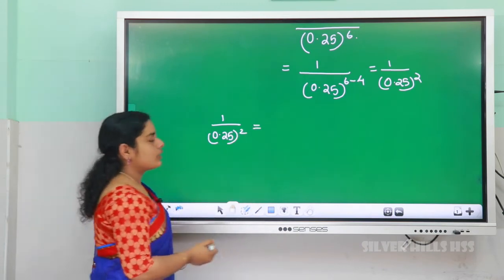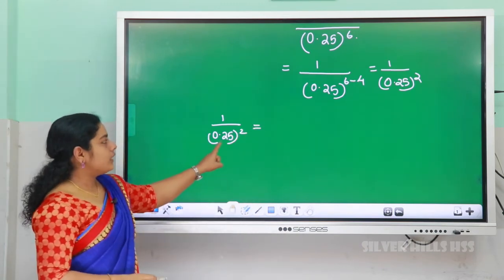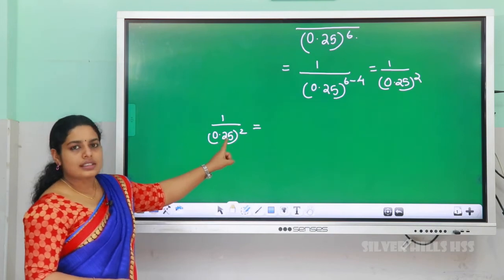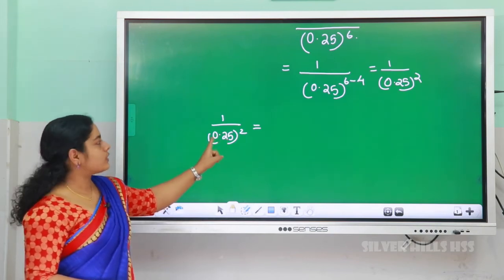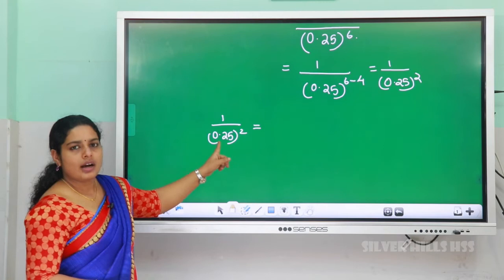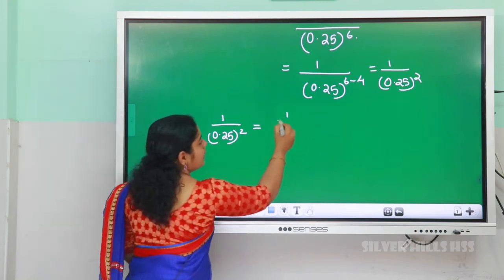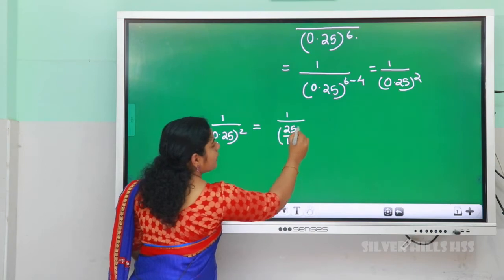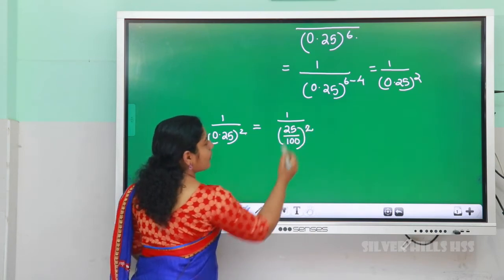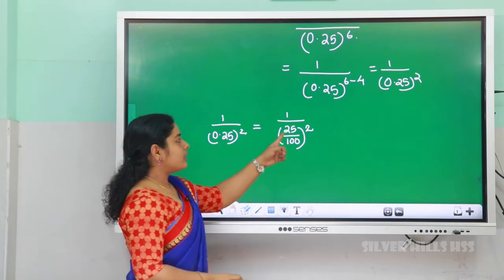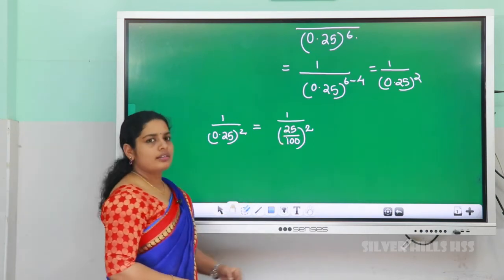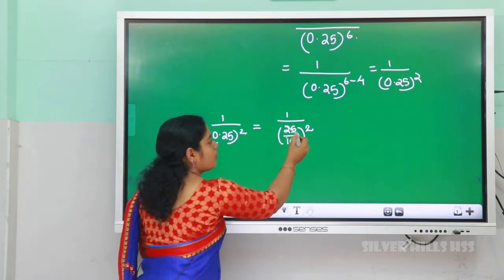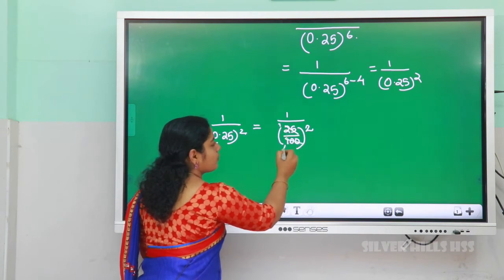So, we have 1 by 0.25 whole raised to 2. Just convert this 0.25, this decimal, into a fraction. So, it will be 25 by 100. So, 1 by 25 by 100 whole raised to 2. And write this in the simplest form. 25 by 100 is what? 1 by 4.